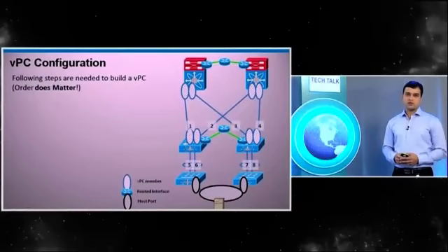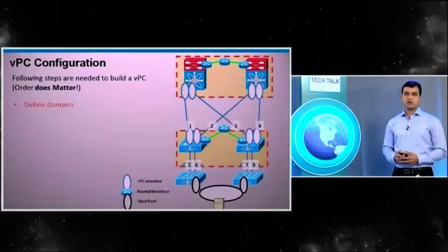Alright, so now let's take an example of the VPC configuration, how we configure VPC. When we configure VPC, please make sure that order does matter here and the commands should be entered in a valid order. First of all, we define the VPC domain. A VPC domain is basically a numeric number, and we should make sure that this number is not used for two domains in the same layer 2 network. Otherwise, we may have some traffic disruptions.